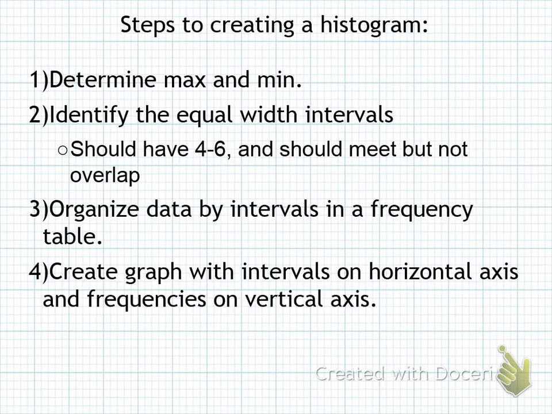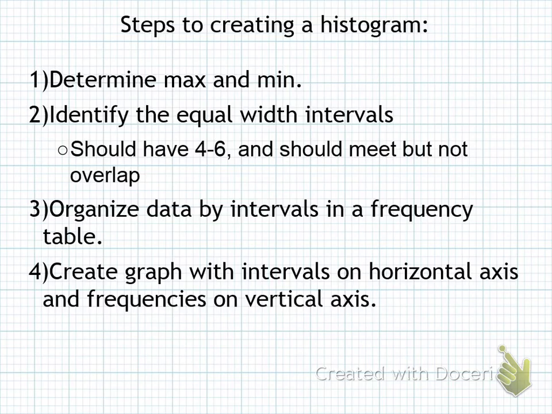Typically, for a histogram, you want somewhere between 4 and 6 intervals. It's just a general rule of thumb. But sometimes it'll make sense to have more than that. Maybe you want all the percentages from 0 to 100. It might make sense to break that up into 10 intervals.